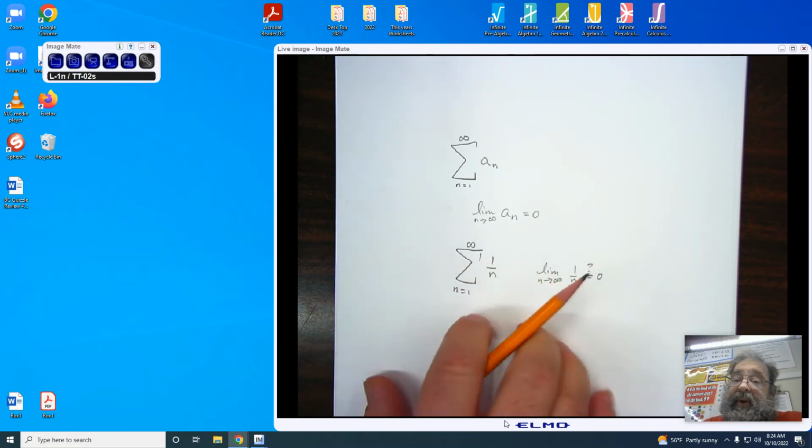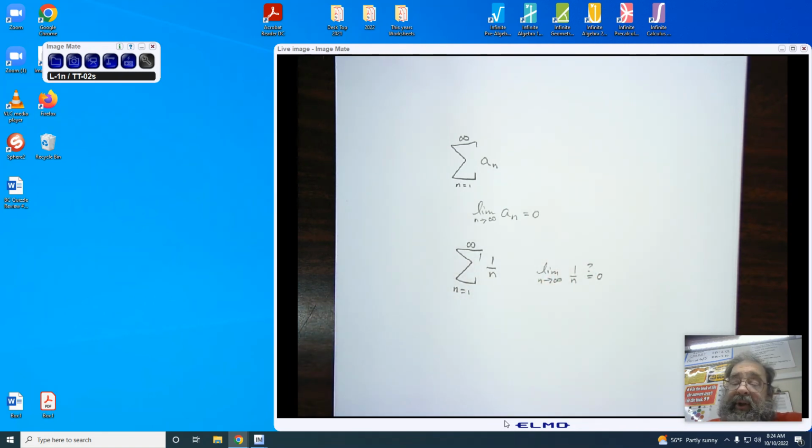So this was the nth term test. Thank you very much. I hope it helps. And please remember, it is the first test you always use. Does the limit as n approaches infinity for the rule a sub n equal 0? Yes or no? If it's a yes, convergence might occur, and we now need to do more steps. If it's a no, we stop with divergence, and we now know that the series would then diverge.